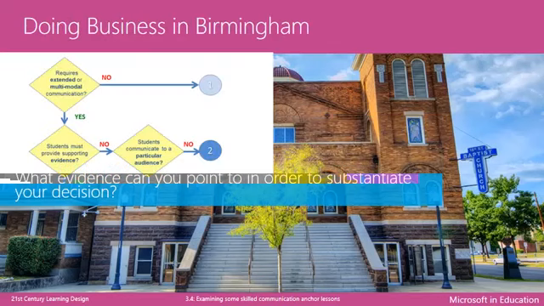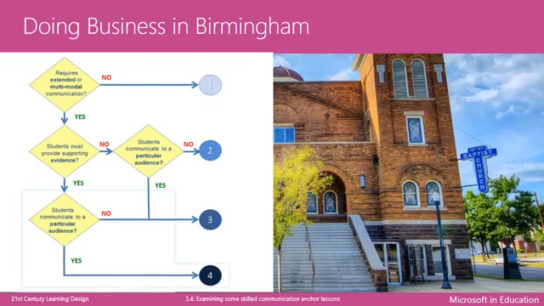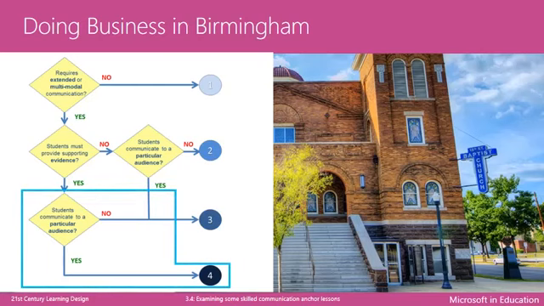The evidence points to a code 4 for this learning activity. This means that students are required to produce extended communication or multimodal communication, and they are required to provide supporting evidence, and they are required to design their communication for a particular audience.